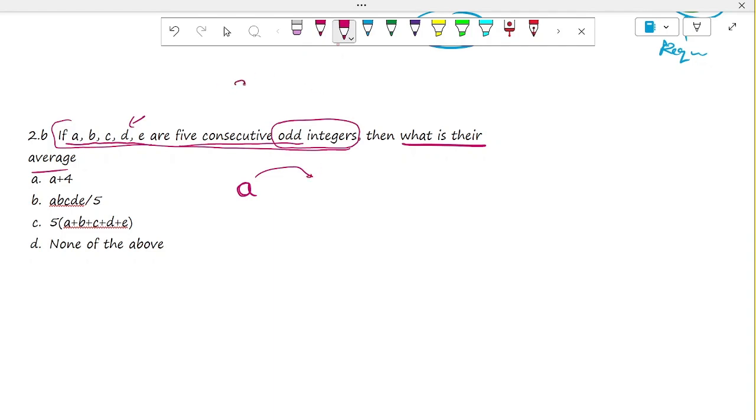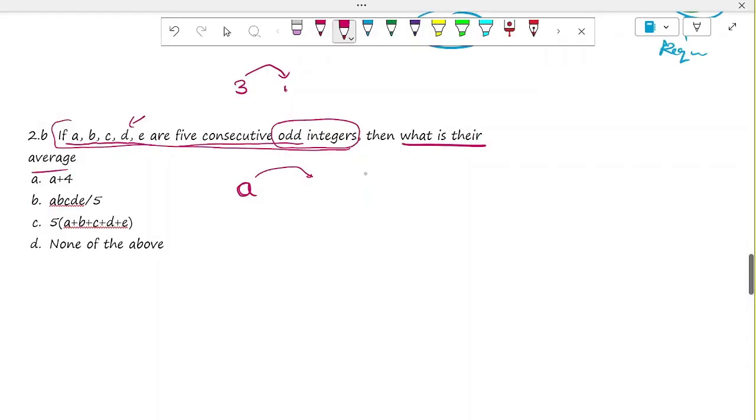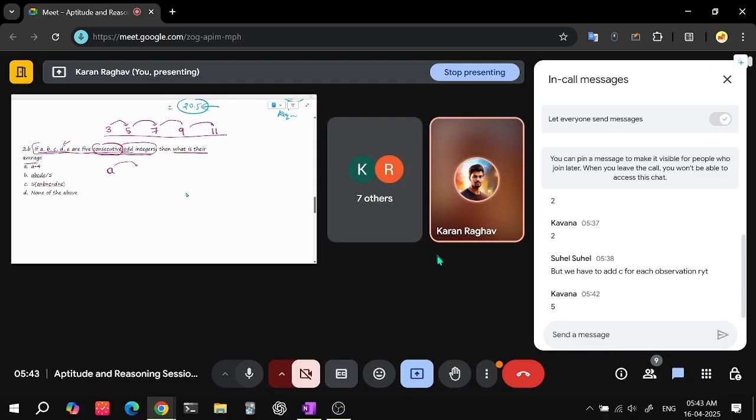For example, if you take 3, what will be the next integer? It should be odd and it should be an integer. What will be the next one? Yes, it will be 5, right? Then next it will be 7. You need to understand the meaning of consecutive: one after the other, and it should be the next value of that. 9 and then 11. So what will be the average of these 5 numbers? Anyone? What will be the average of these 5 numbers?